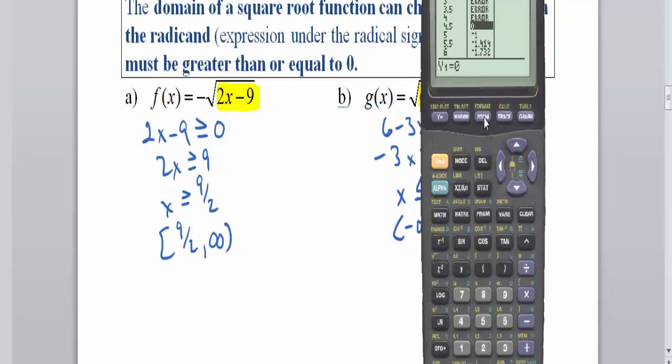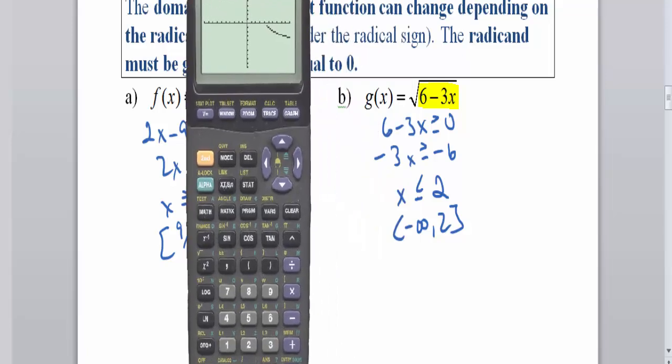Okay? And I mean, you can do a little graph of this and see what it looks like, right? If I go to the standard window, I should be able to see it. Okay? And there it is. So in this case, it's actually going down and to the right. Okay? That's not the ideal window to use, obviously, but you at least get the idea of what it looks like.